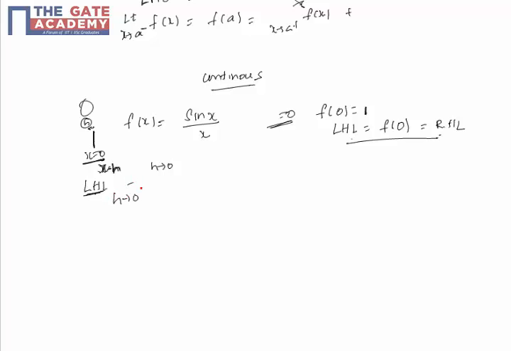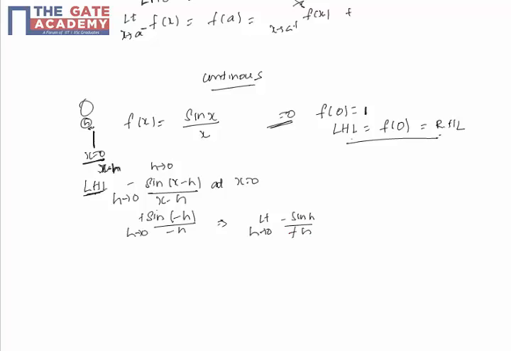Limit h tends to 0 of sin of x minus h by x minus h at x is equal to 0. If you keep x is equal to 0, then sin of minus h by minus h, limit h tends to 0. So this will be limit h tends to 0 of minus sin h by minus h, which value is equal to 1.